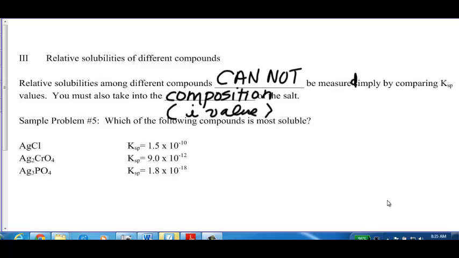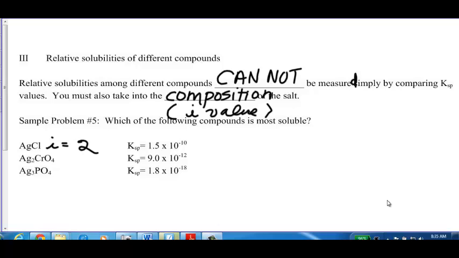So, if they ask me, like they do in sample problem number 5, which salt is most soluble, the first thing I want to do is figure out how many particles they dissociate into. So in silver chloride, what's the i? 2. Right. This dissociates into 2 particles. So the i is that like Van 't Hoff? Yep. The i is the Van 't Hoff factor. It's the number of ions that are generated when the salt dissolves in water for every mole of the salt.